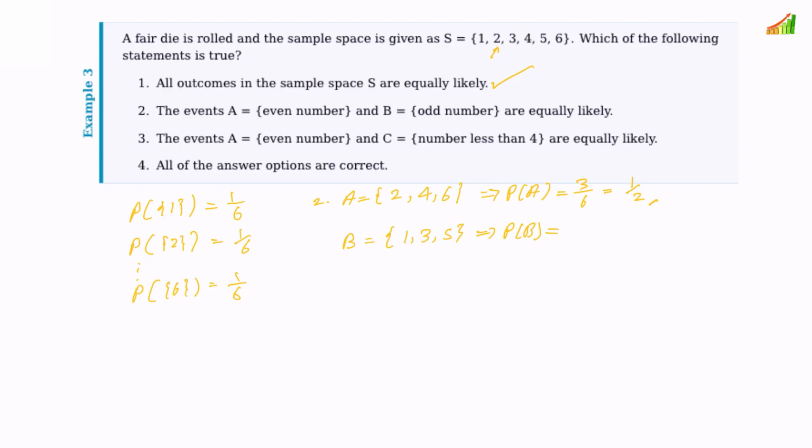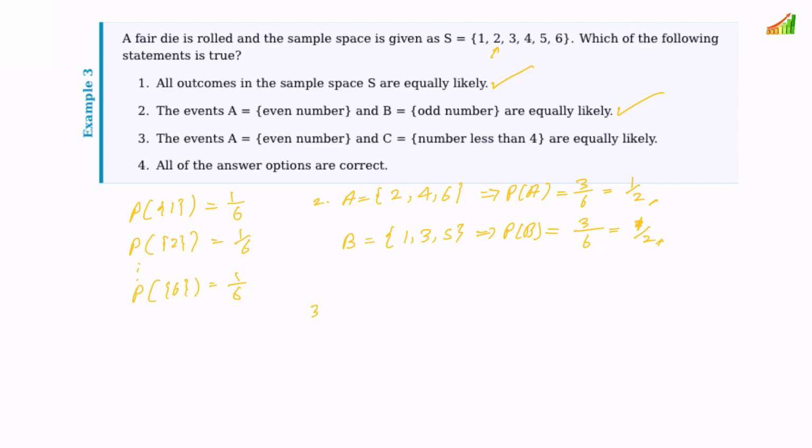Probability of B equals the number of elements in B, which is 3, over the total 6, so 3 over 6, or 1 half. A and B have the same probabilities. Therefore, A and B are equally likely. It is also true. Then go to the third one.